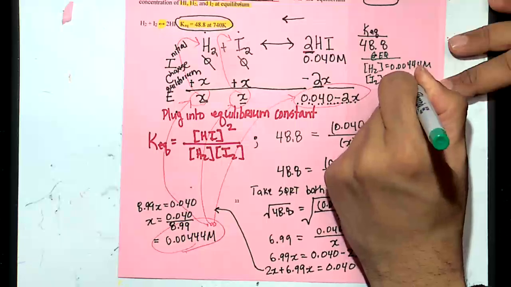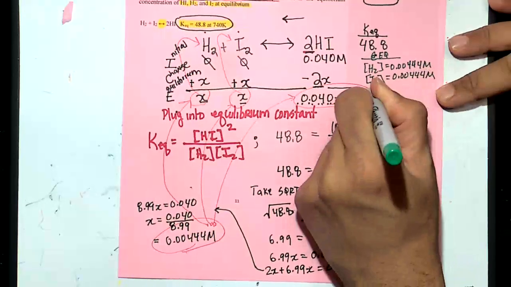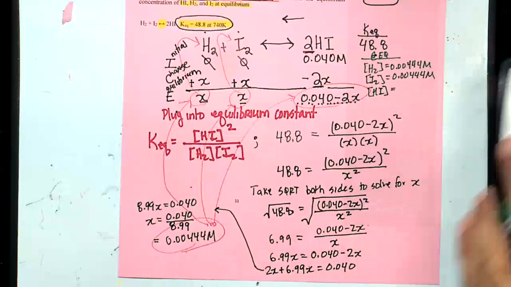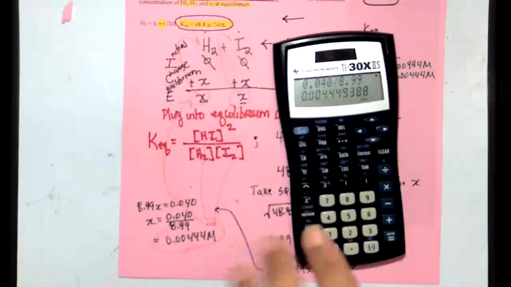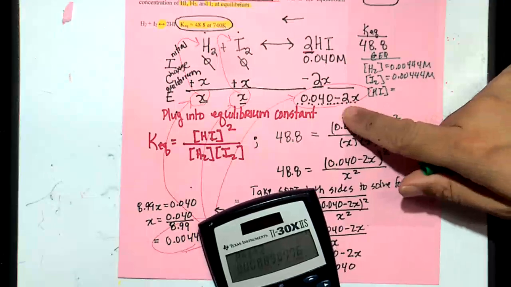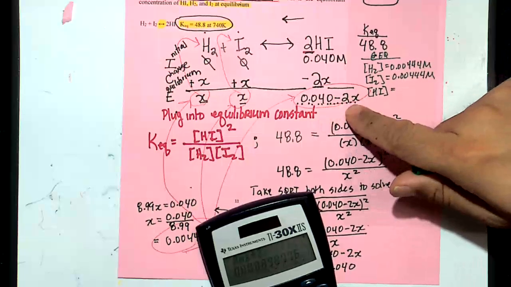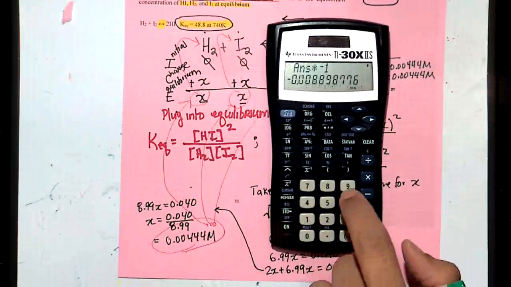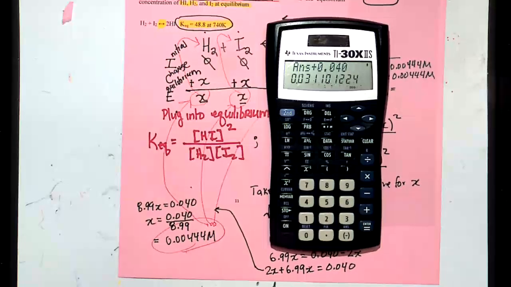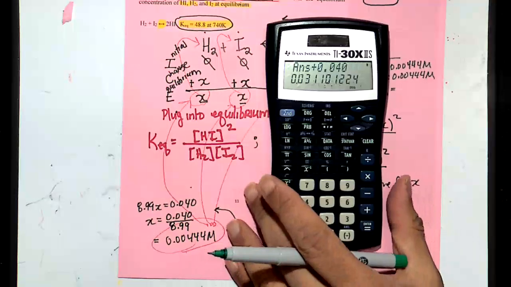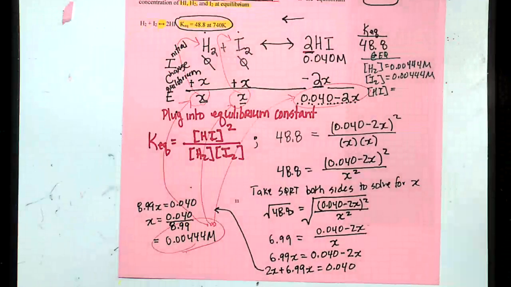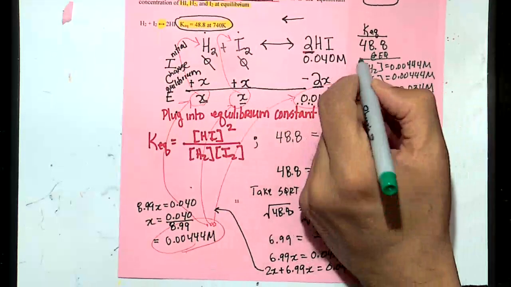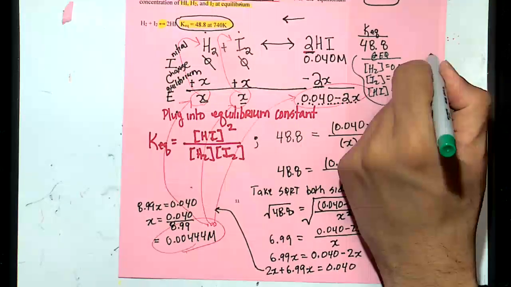I2 will equal 0.00444 molar. And then HI is going to equal, okay, what is 2 times this? So minus that, so it becomes the minus sign, plus 0.040, 0.0311 molar. And this is the answer.